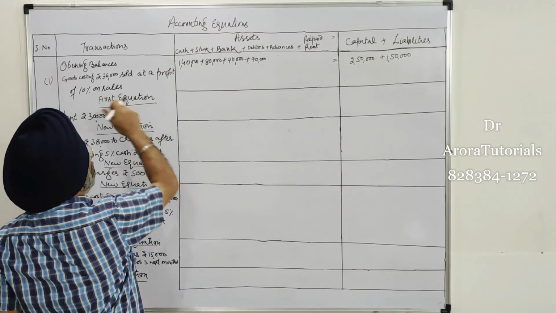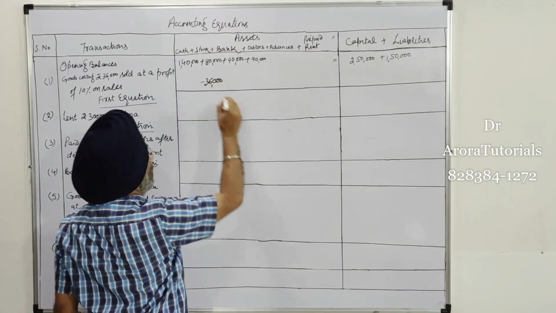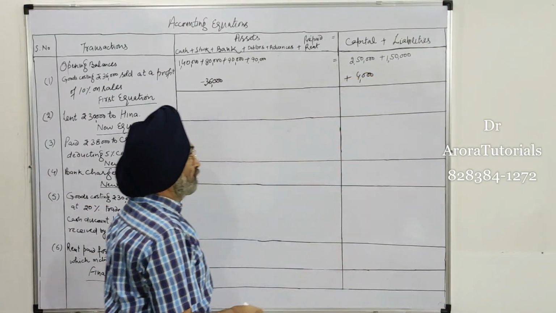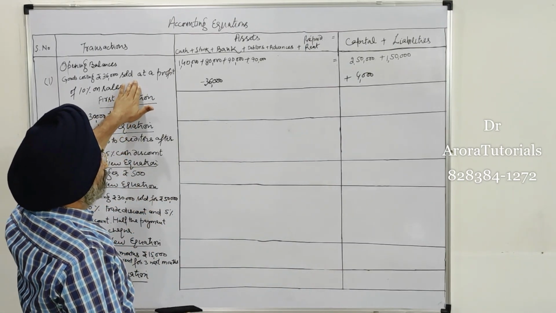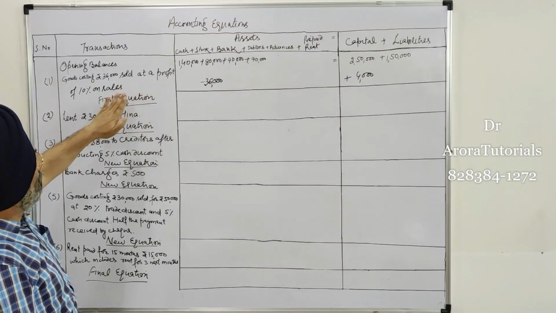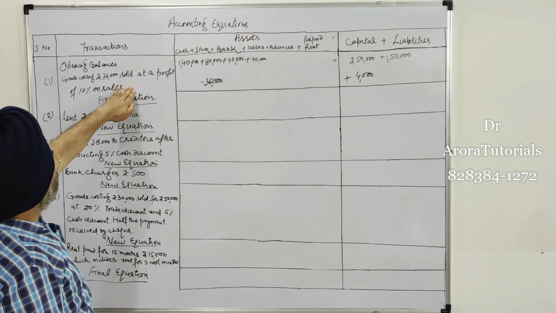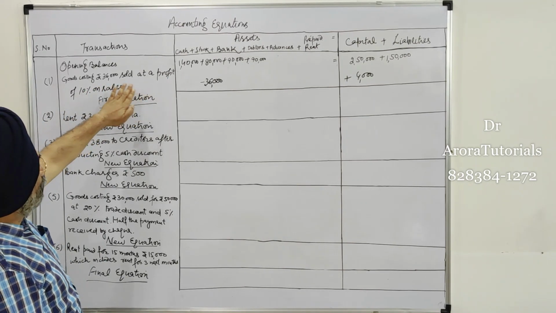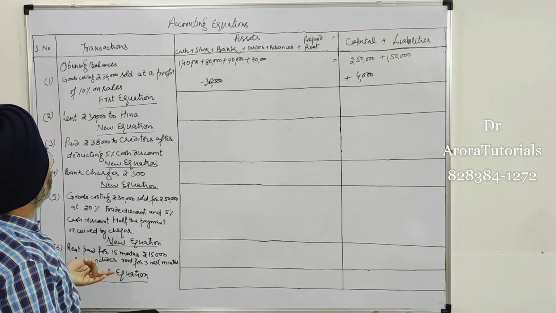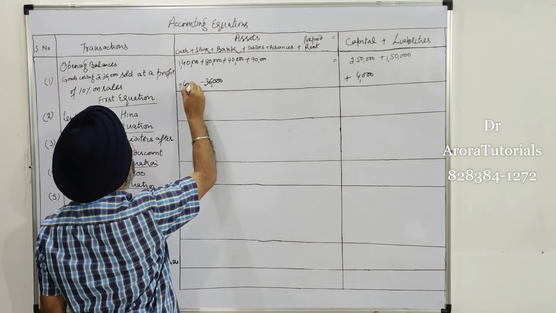Now goods costing rupees 36,000 are sold at a profit of 4,000 rupees, and nothing is specified here whether these goods are sold for cash or on credit. And we had already discussed, if nothing is specified whether for cash or on credit and the name of the party is not given, we assume it to be a cash sale. So cash sale will be 40,000. So cash will be added with 40,000.